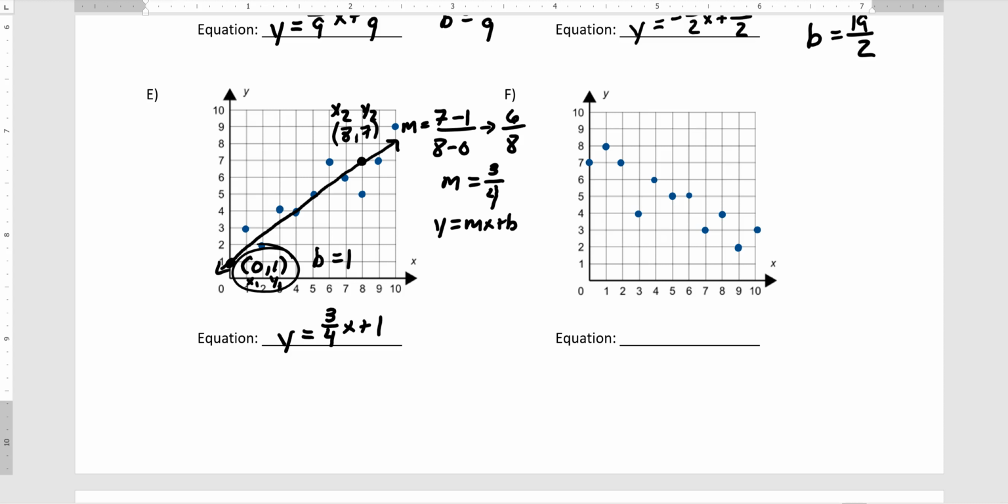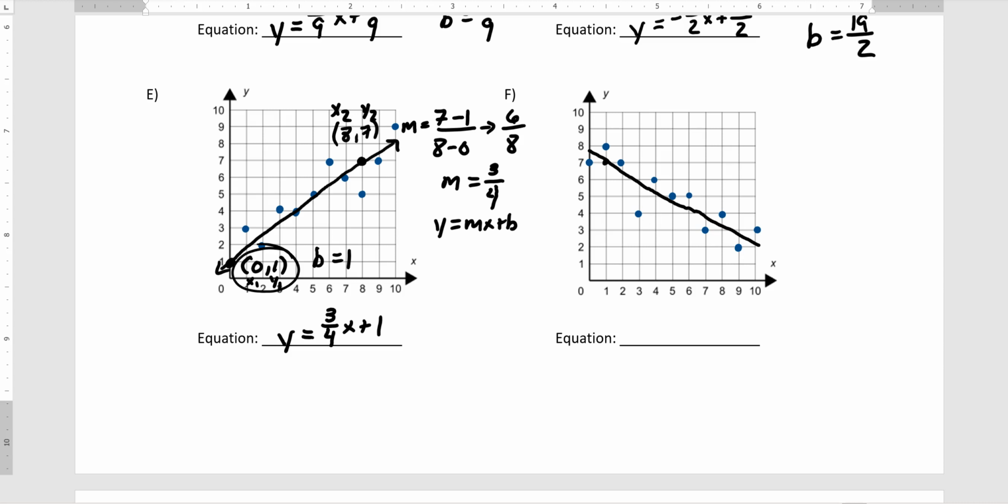Looking at letter F. This one, weak correlation here. Definitely hard to see exactly where everything's going. So my line of best fit looks a little something like this, I think. Yeah, I'm pretty confident in that. All right, so I'm looking for points that line of best fit is nice and close to.